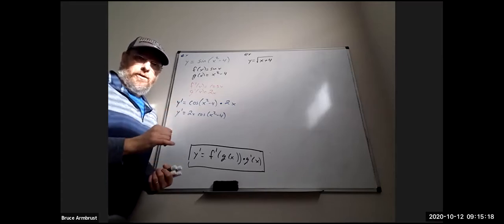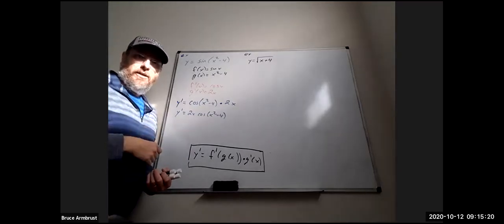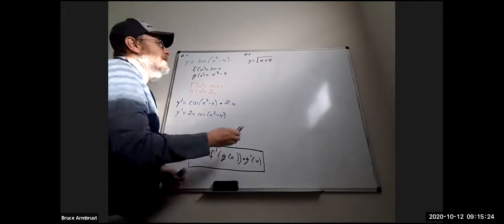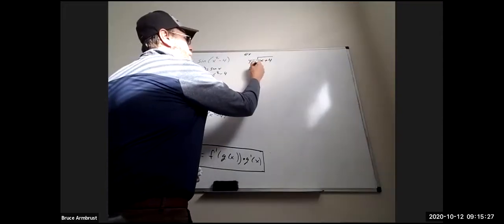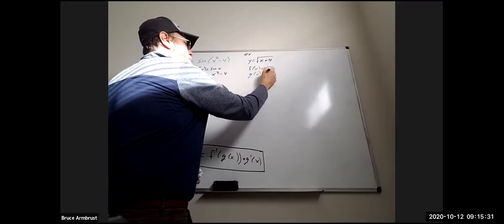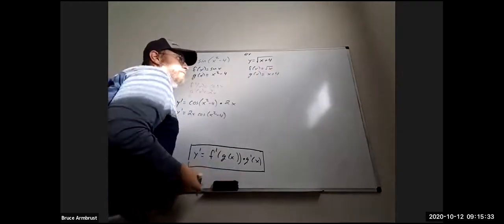We've got x plus 4 that's being put into the square root of x. So in the language of what we've been doing here, f of x would be the square root of x, and g of x would be x plus 4.